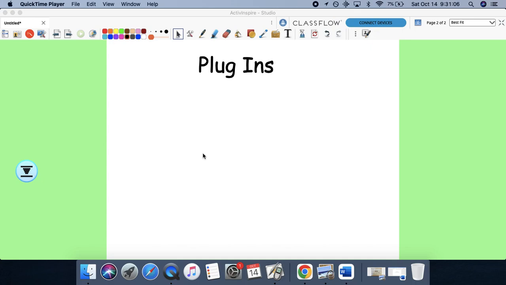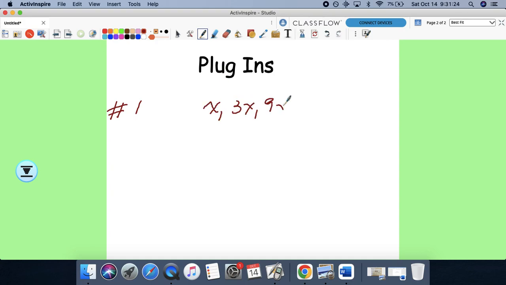Plugins. So number one, go to your page, I think it's page 194. Number one. If x is less than 0, which of the four values above is the greatest? Now, I see what you mean by plugin. So let's pick x equals -1 because it has to be less than 0.